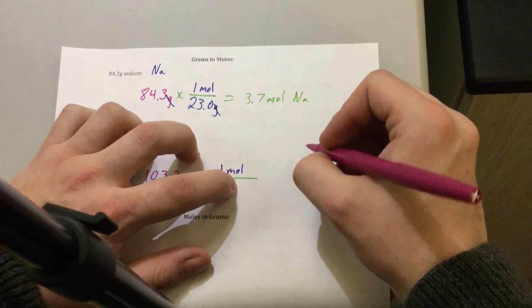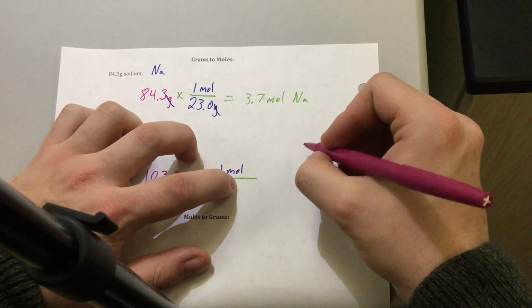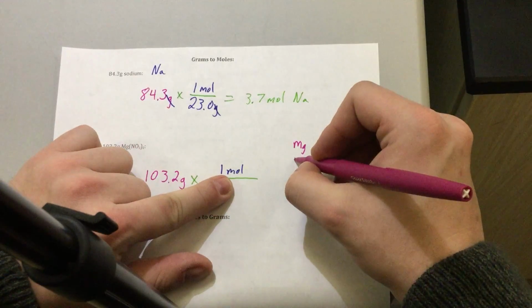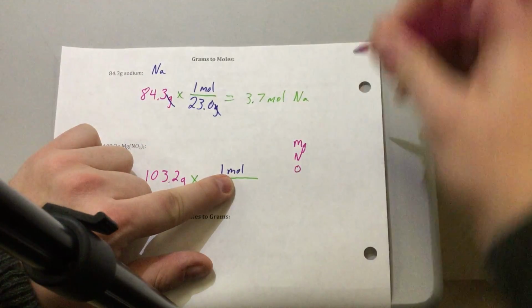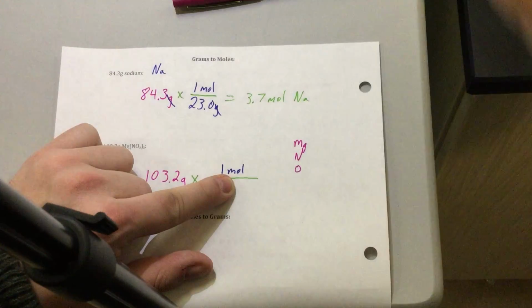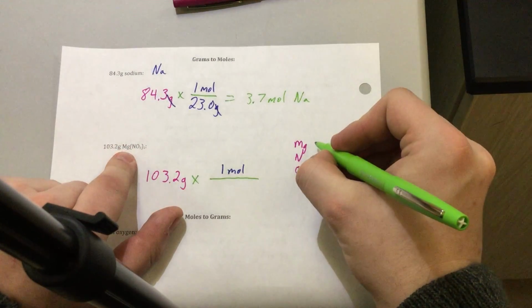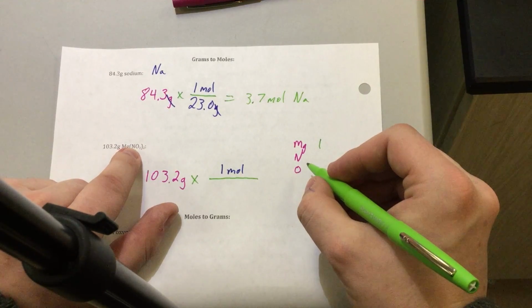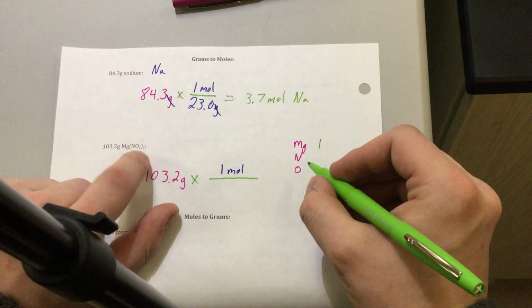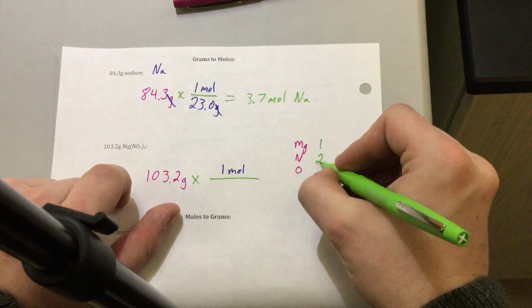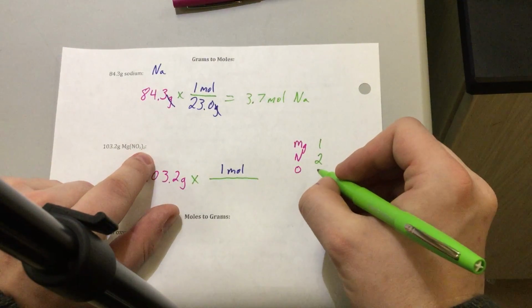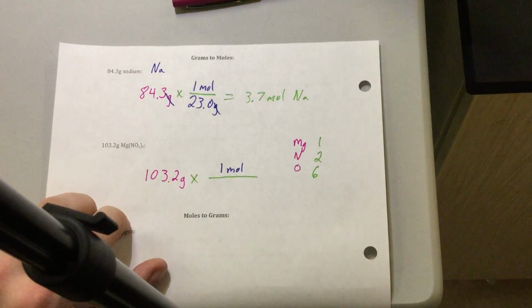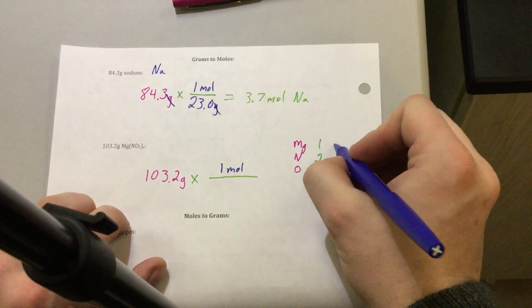Just like we did on the previous page, we're going to put a little chart. So we have our magnesium, our nitrogen, and our oxygen. We put how many there are of each. So I have 1 magnesium. I have 1 nitrogen inside the parentheses, but everything in the parentheses gets multiplied by 2. So I have 2 nitrogens. And I have 2 times 3, which is 6 oxygens. I find their atomic masses from the table.